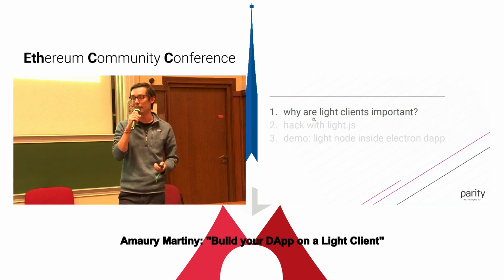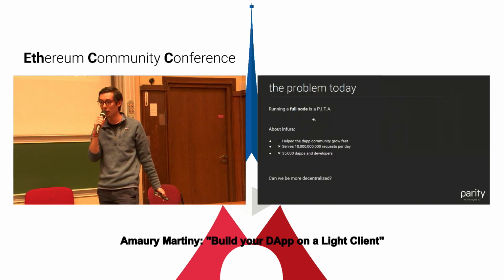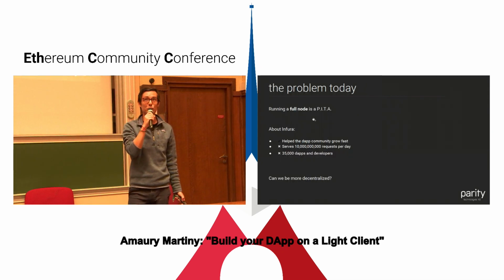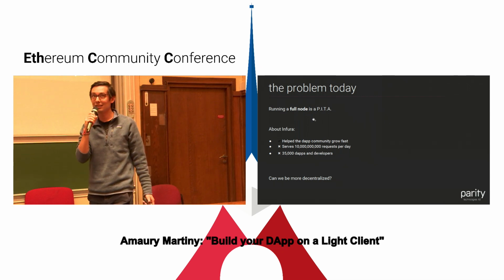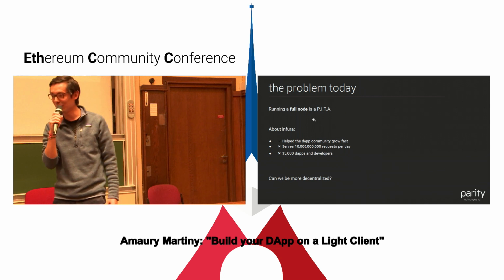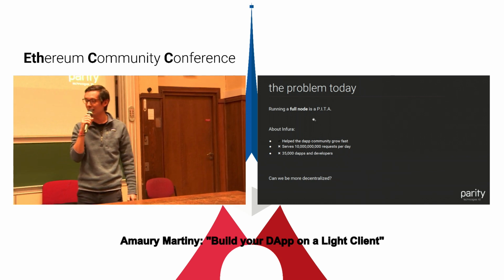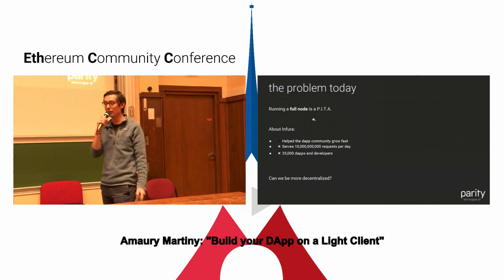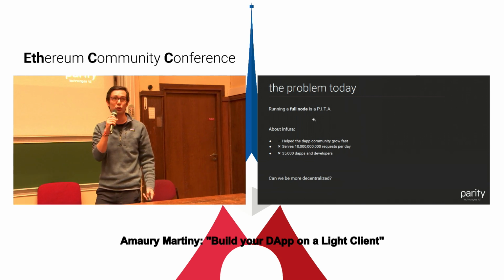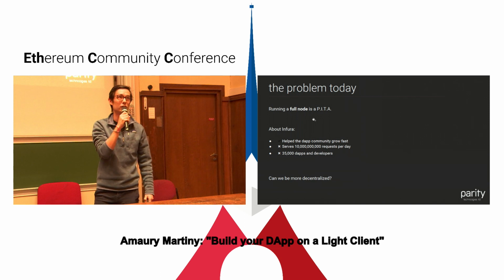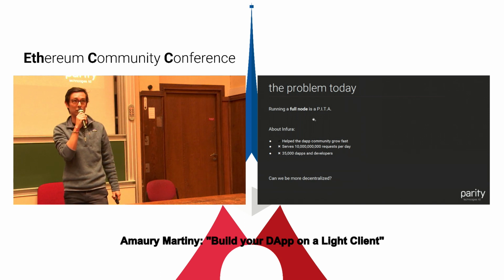Why are light clients important? Why build dApps on top of light clients? So today, running a full node, as we all know, is a pain. Some stats about Infura, which is the main provider for dApps today. At the beginning, they helped the dApp community grow a lot because it's super easy to configure. You just have one line to add and you can connect to Infura pretty fast.